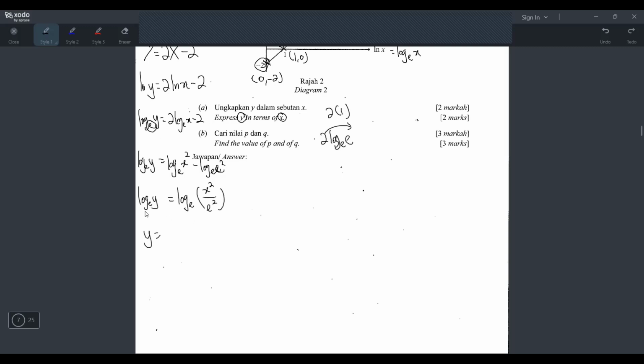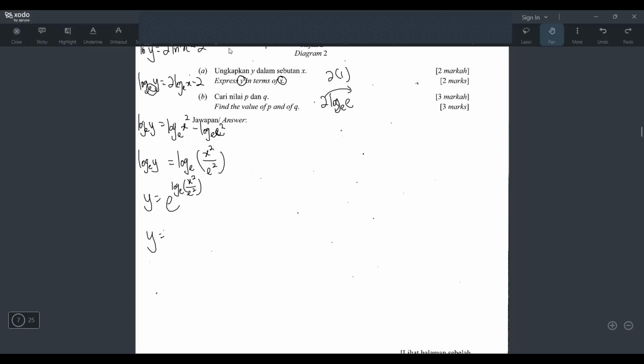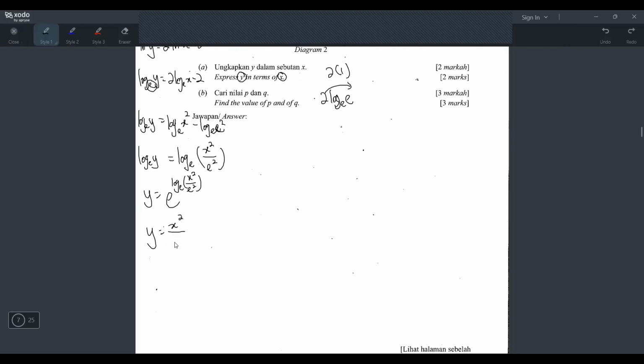I can do anti-log. So when I do anti-log, the log base moves to the other side and becomes the number base. And then everything here becomes the power. So this whole thing, everything I write now, is the power. So it becomes e to the power of log base e of x squared over e squared. Now you can cancel already, because as I mentioned just now, when you have any number and your power has a log, and the log base and number base are the same, you can cancel. So you are just left with x squared over e squared. So this is your answer.